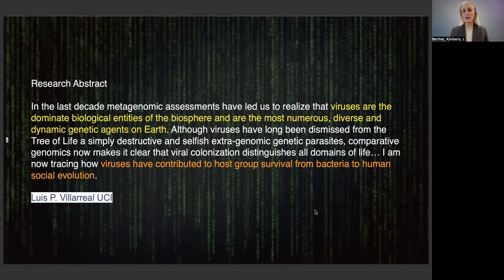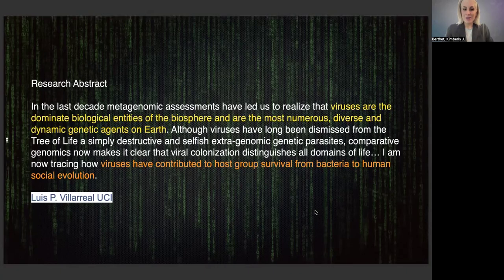So the most dominant biological entities, not only by number, by being diverse and able to affect all cells around it. They're also dynamic genetic agents on Earth. Because we already talked about the process of transduction, of using a virus to genetically modify a cell. So we can alter genetic information within a cell by the use of a virus.